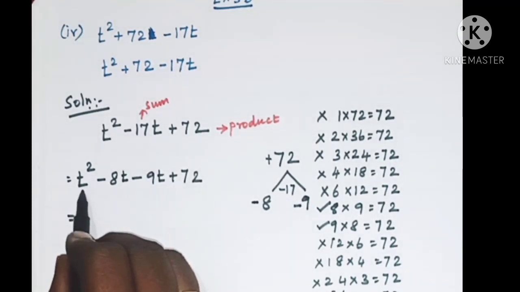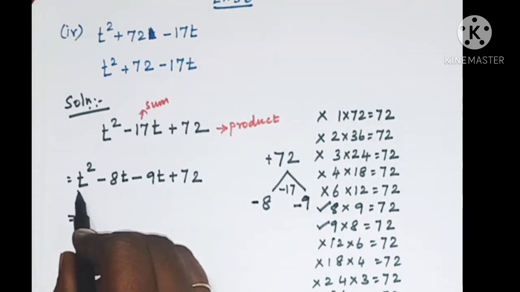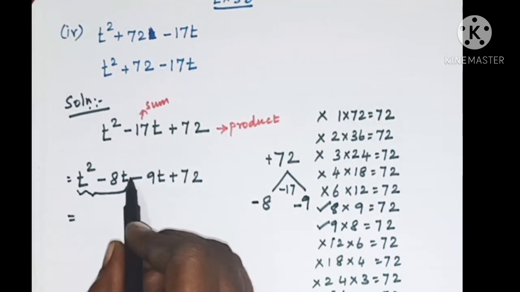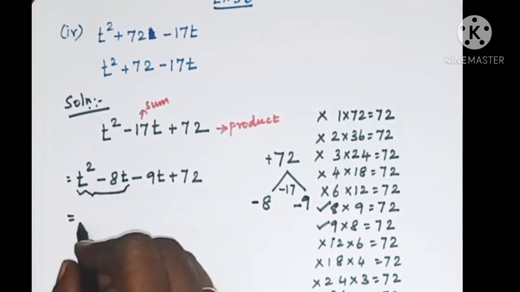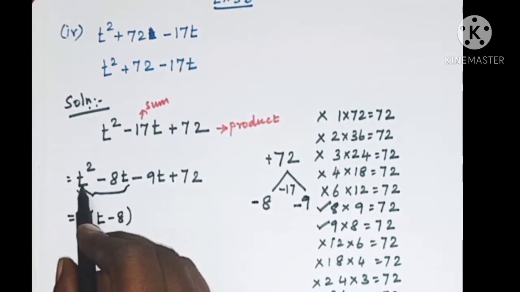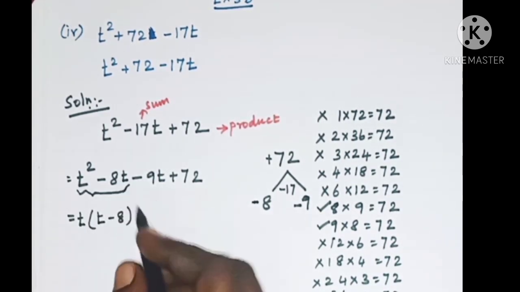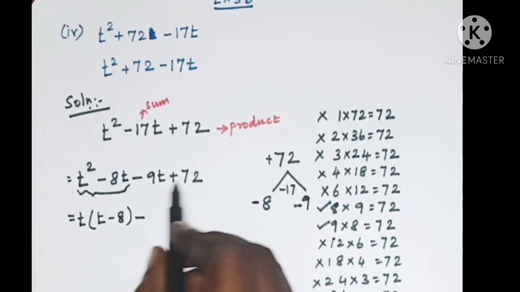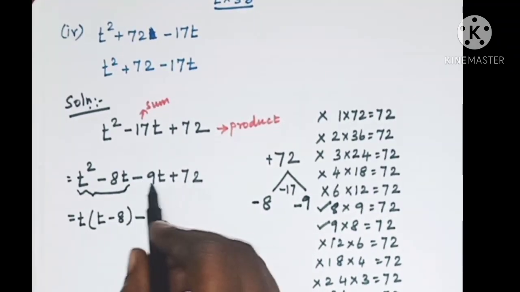Now split the first two terms. Identify the common term from these two terms. The common variable is t. So the remaining one is t minus 8. T into t, t square. 8 into t, 8t. Minus, from the last two terms, the common number is 9.